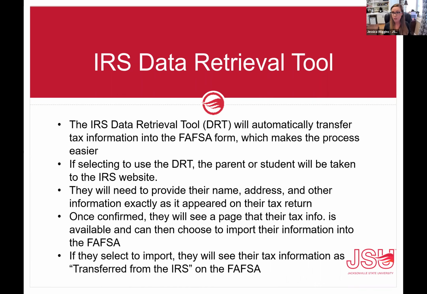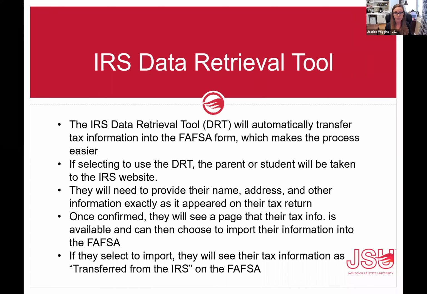And it is optional, no one is required to use the data retrieval tool, so it will present that as an option on the FAFSA once the student or parent gets to the financial information. They do have to opt in and say, yes, I would like to use the data retrieval tool. It's going to give them a warning message that simply tells them you are now leaving the FAFSA site and entering into the IRS site. It is just something they have to do since it is a transition between two federal sites.